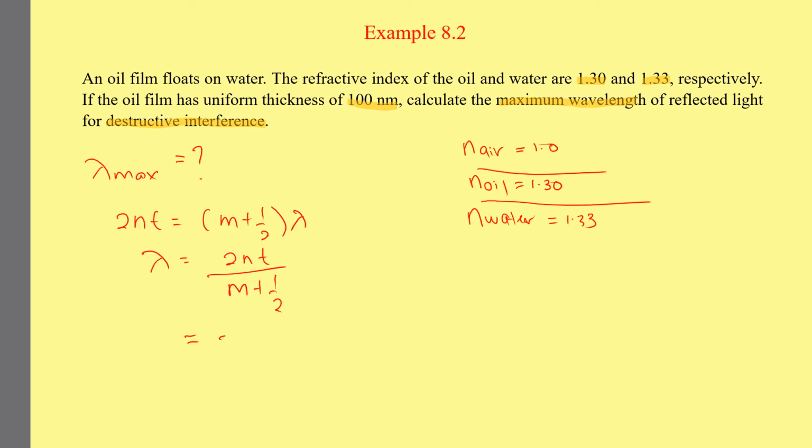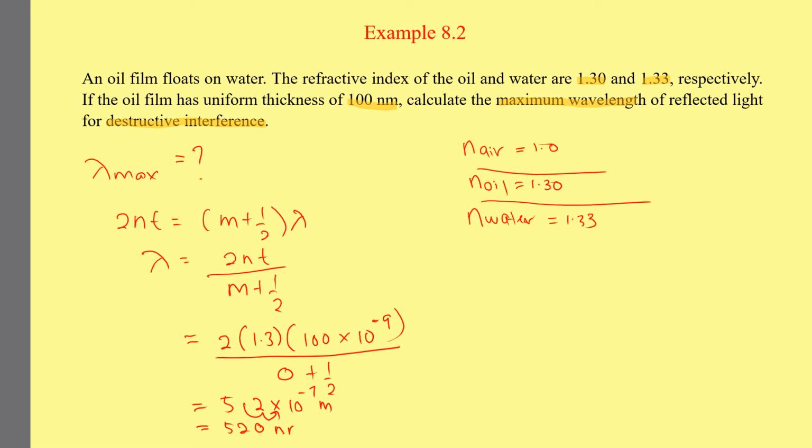m should be 0. So 2, and n of oil is 1.3. The thickness of the oil is 100 nanometer, over 0 plus half. So the wavelength is equal to 5.2 times 10 power of negative 7, or we can write it as 520 nanometer.